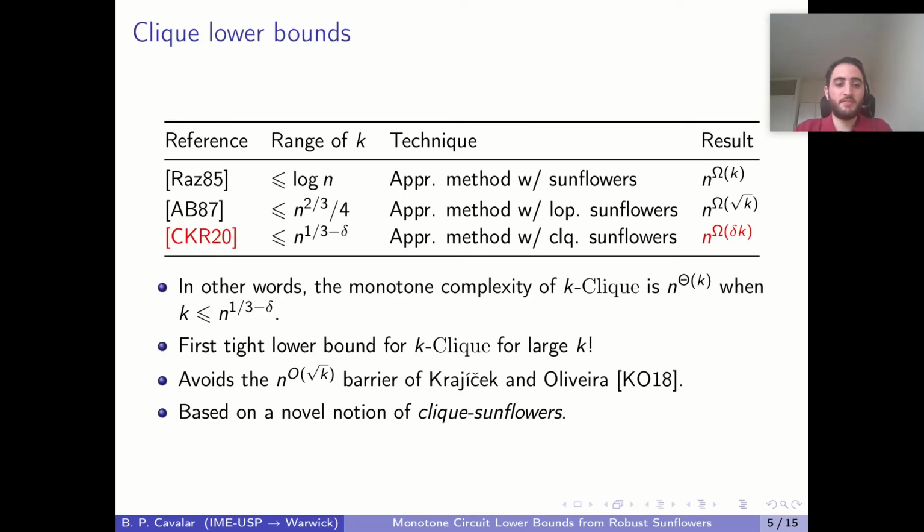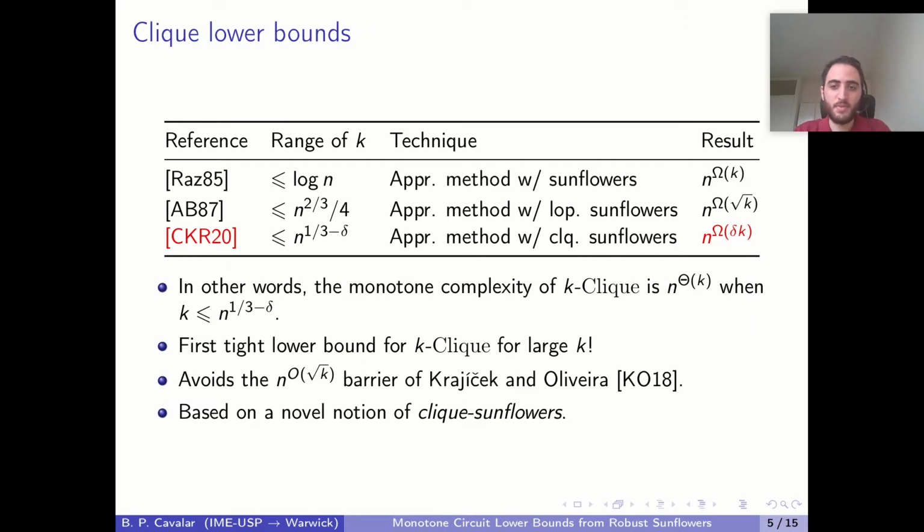For the clique function, the first lower bound that was given was, as we saw, by Razborov, and he proved an n to the omega of k lower bound when k is at most log n. Then Alon and Boppana proved an n to the omega of square root of k lower bound for the k-clique function when k is at most n to the 2/3. So this gave an exponential lower bound for the clique problem, because you can take k to be not only log n but even up to n to the 2/3.